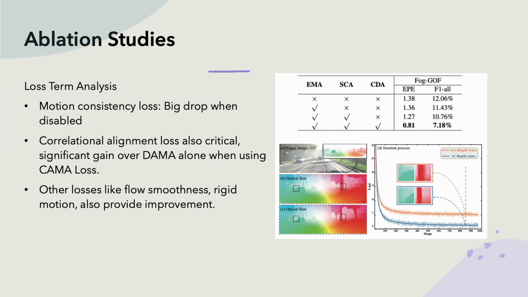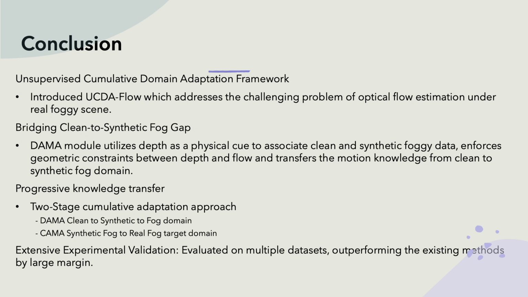In summary, the key takeaways from this analysis are: cumulative adaptation progressively improves real fog performance by focusing the distribution further at each stage, and incorporating loss terms in the adaptation process achieves optimal results in challenging environments like foggy conditions. Conclusion: the unsupervised cumulative domain adaptation framework introduced, UCDA flow, addresses the challenging problem of optical flow estimation under real fog scenes.